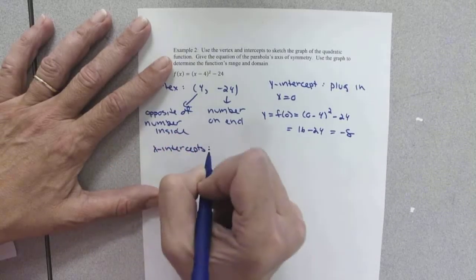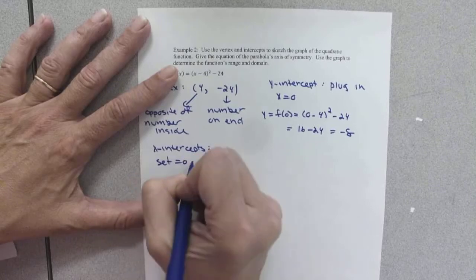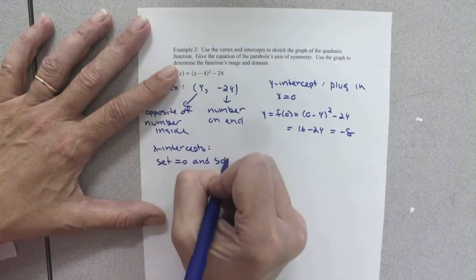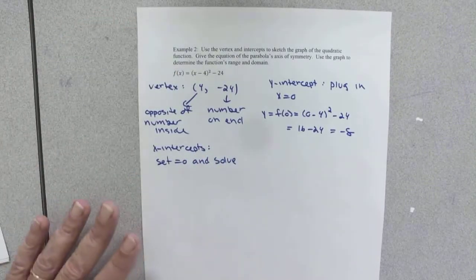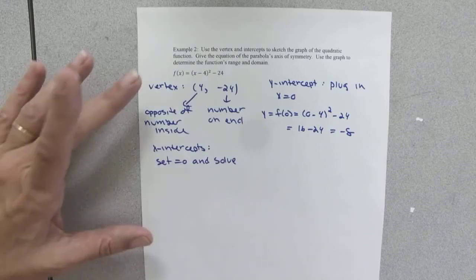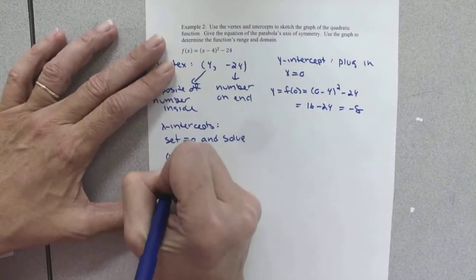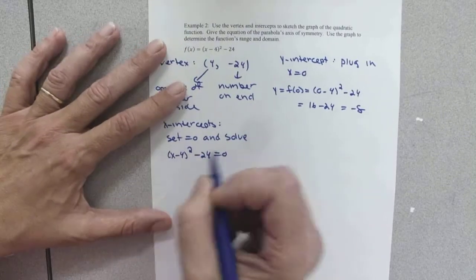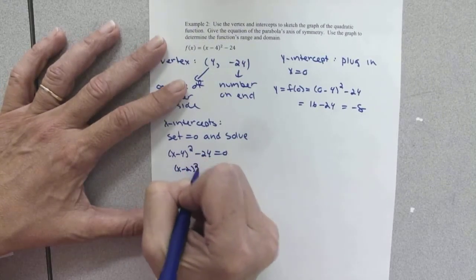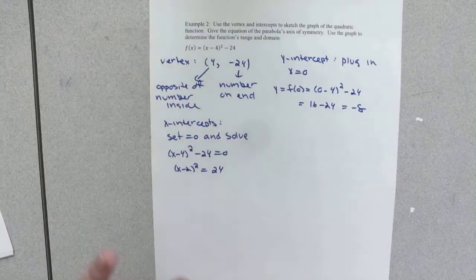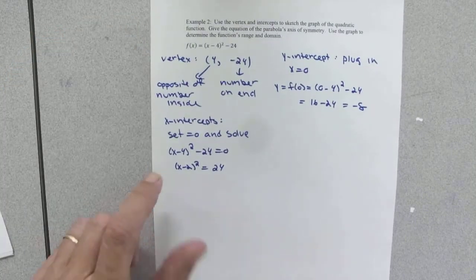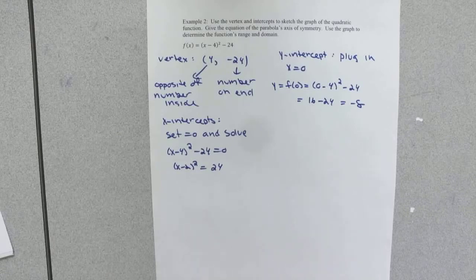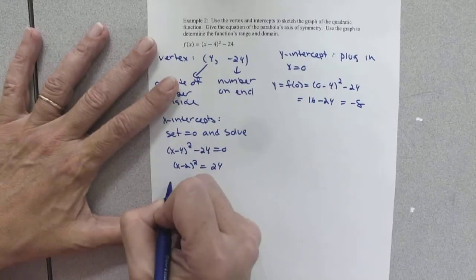X-intercepts, set equal to 0 and solve. Always, no matter what sort of function you have, set equal to 0 and solve. So x minus 4 quantity squared minus 24 equals 0. Again, the easiest way to do this is going to be the square root method, because I have squares and numbers. But you could multiply it all out and do something else. That's not wrong. It's just not the easiest way.